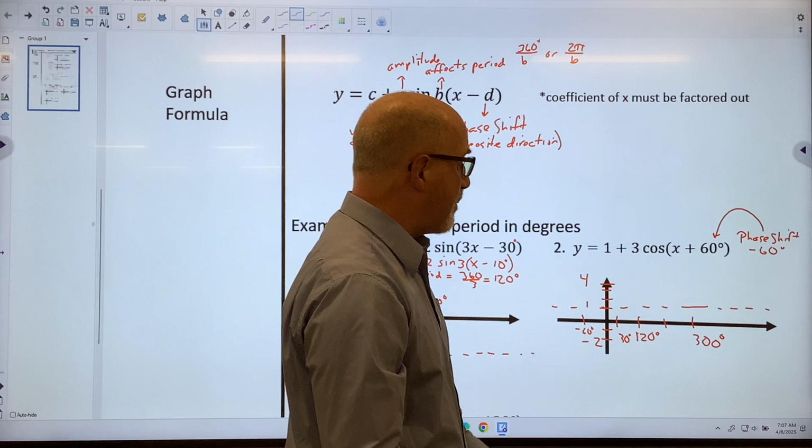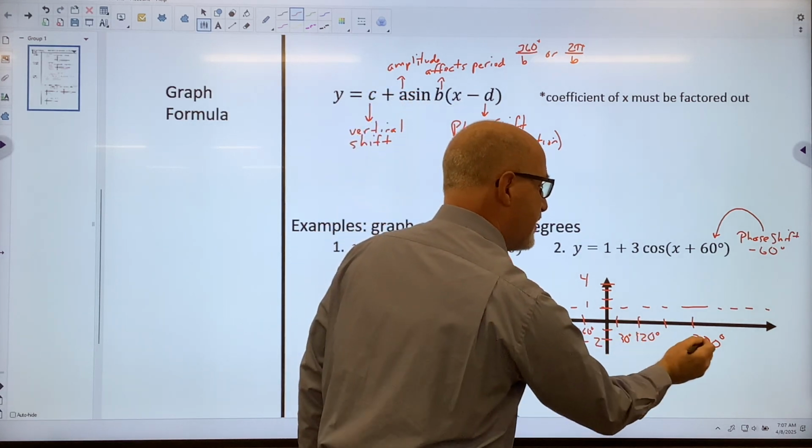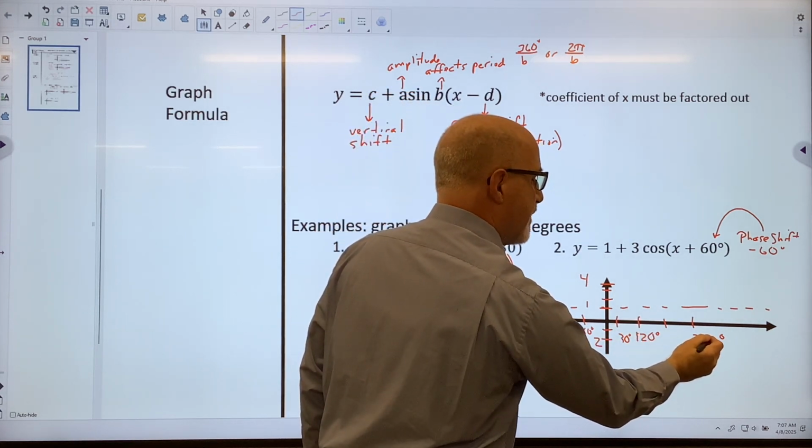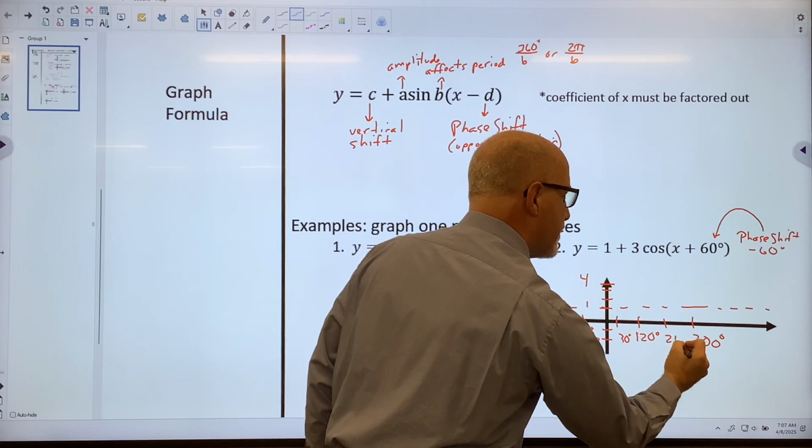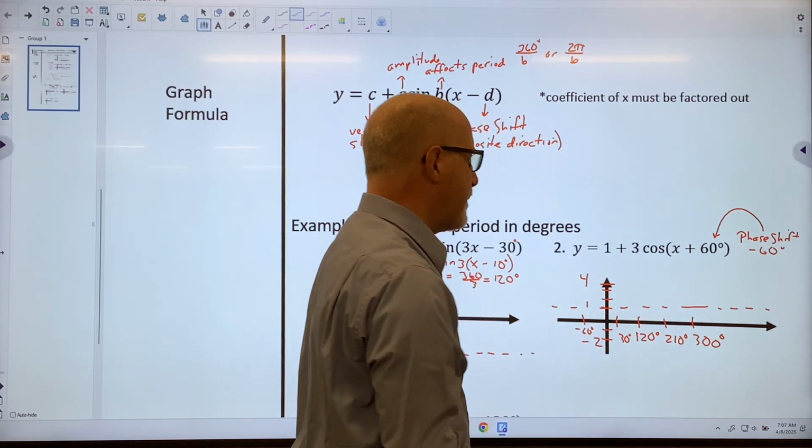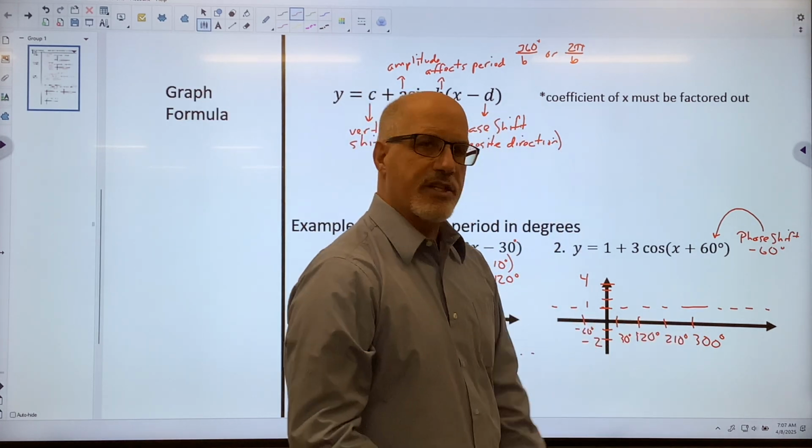All right, now that I've got my key points, and this one, if I add these two together, I get 420. If I divide that in half, I get 210 degrees, okay? Which is 90 degrees for each of these.